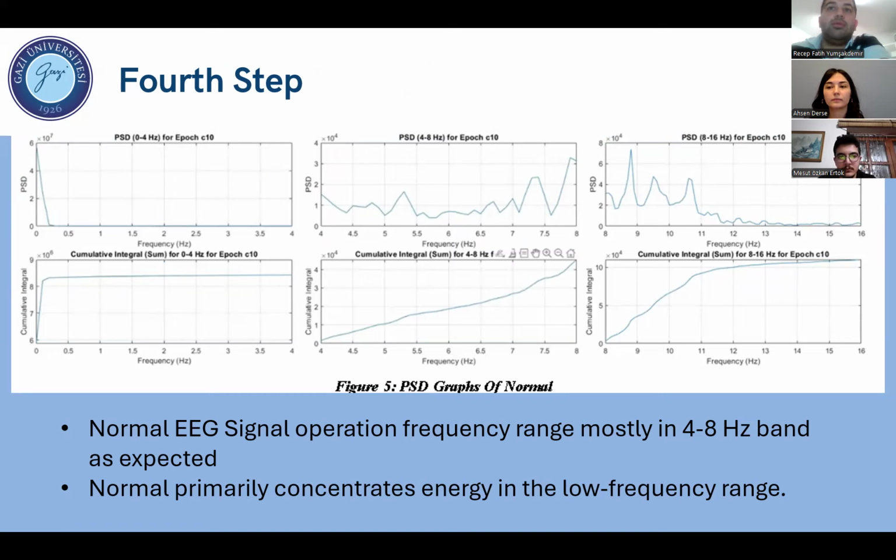Next. In the fourth step, we calculate the power spectral density. Power spectral density provided detailed insights into energy distribution across different frequency bands. For the normal patient, EEG signal activity is predominantly concentrated in the 4 to 8 Hz frequency band, as expected and as seen in the graph. The normal patient primarily concentrates energy in the low frequency range.